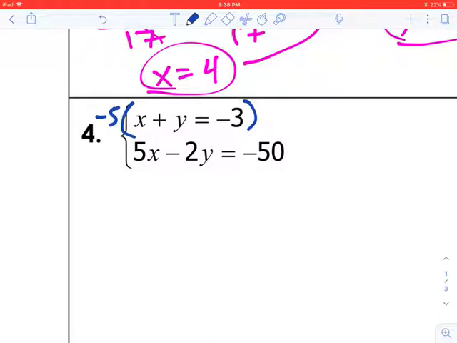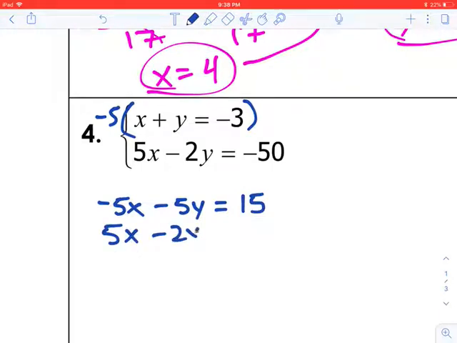So I'm going to eliminate the x. So -5 times x is -5x. -5 times y is -5y. -5 times -3 is +15. And then the bottom one doesn't change. And so I'm ready to go ahead and add those two together. X cancels like I wanted.